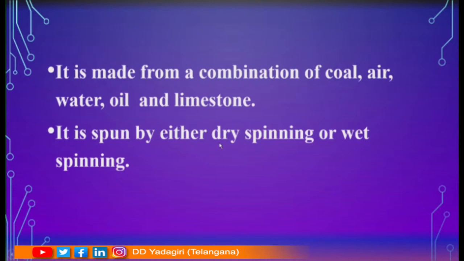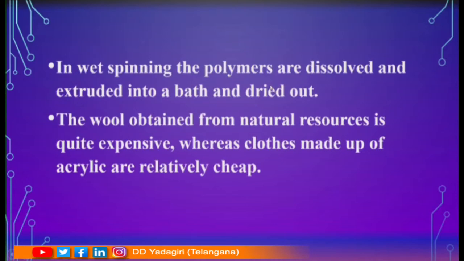The chemicals are spun into fibers and this fiber is woven into fabric. In wet spinning, the polymers are dissolved and extruded into a bath and dried out. The wool obtained from natural resources is quite expensive because obtaining wool from animals will damage the animals, and growing wool on each animal again takes so many years. So it becomes very costly for people living in cold countries to wear sweaters made only of wool, and it is also expensive. That is why people depend upon acrylic, that is fake fur. Clothes made of acrylic are relatively cheap.